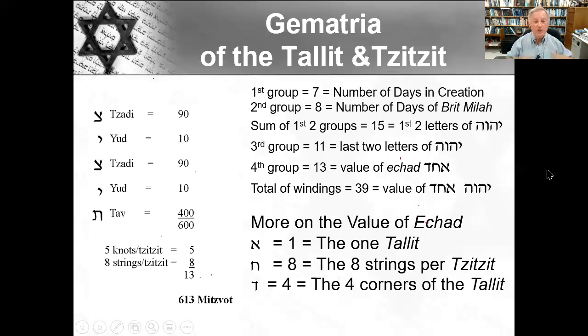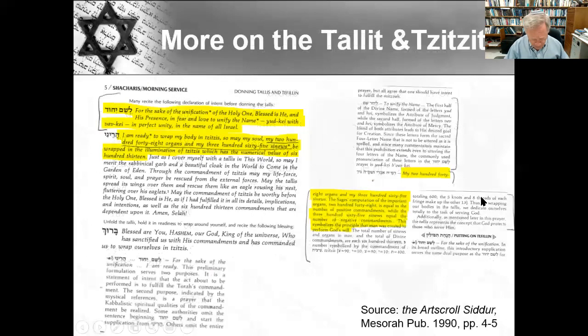And you remember from last time, Adonai Echad is a key element in Jewish mysticism. So not only when I look at these tzitzit do I see, if I know the code, the number of commandments, but I also see a reminder about the oneness of God. And then, of course, more on the value of the word echad: Aleph 1, the 1 Tallit, Chet 8 strings in each of the tzitzit, and Dalet 4 corners of the tzitzit. I am certain that I could keep going on and on about this.